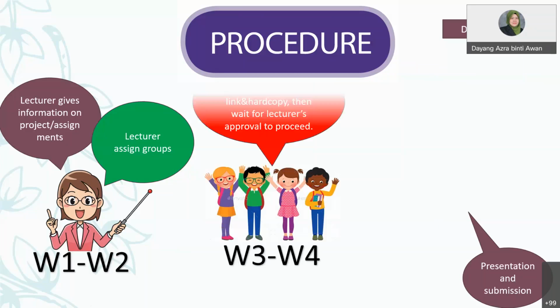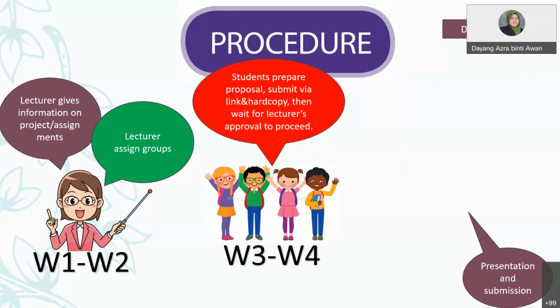Students will prepare the proposal, submit via link or in hard copy, then wait for lecturer's approval to proceed. Once you have your idea, whether you want to make it in a group or individually, you prepare a 1-page or 2-page proposal. Dalam proposal tu, you need to have an introduction, your objective, the proposed circuit you want to design, and the problem statement, what you want to solve. You submit it to my email, or I will put the link in the ellipse letter for you to submit your proposal. So you need to wait.